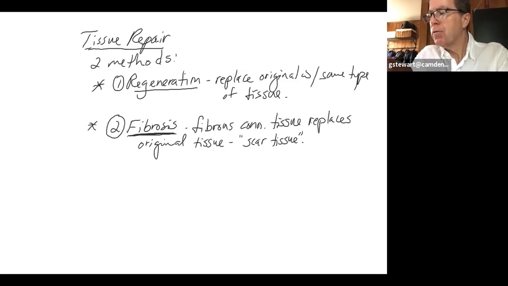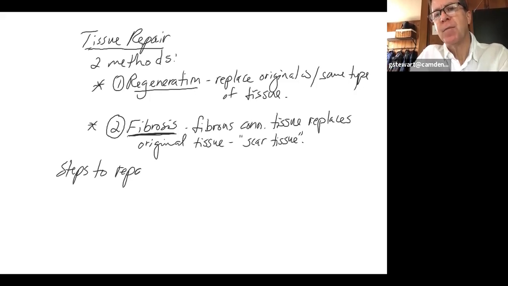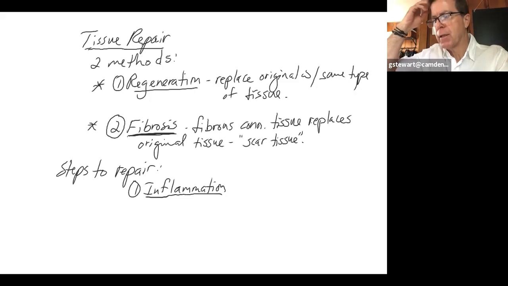So I'm going to go over the steps to repair. I'm just going to list them and say a few things about them. They're just 3 steps. First, usually we get an inflammatory response. So I'm going to write inflammation. These are in order, by the way. After tissue gets damaged, the first thing that happens is we get inflammation.